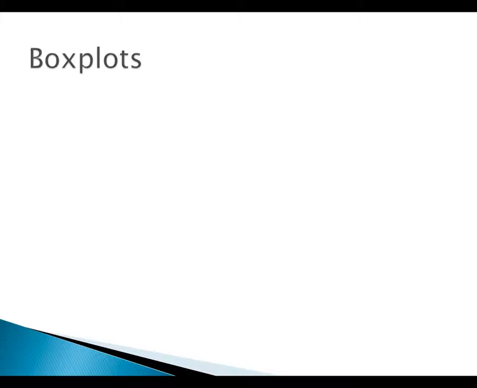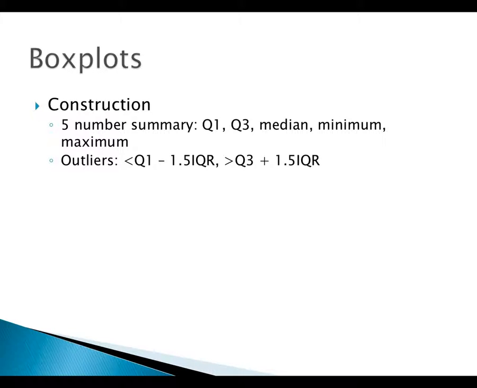Okay, box plots were also randomly in this chapter. For each box plot, you need the 5-number summary, which is the minimum, Q1, Q3, the median, and the maximum. You can find that under 1-var stats. They're listed in that order. Outliers: if you have any observations that are less than Q1 minus 1.5 IQR or greater than Q3 plus 1.5 IQR, those are outliers.